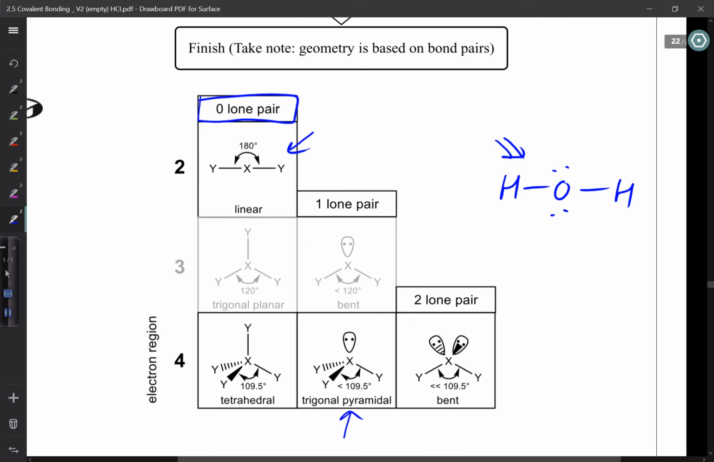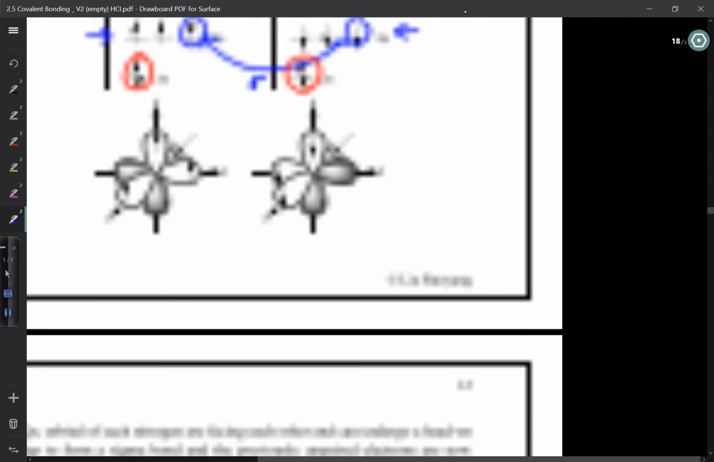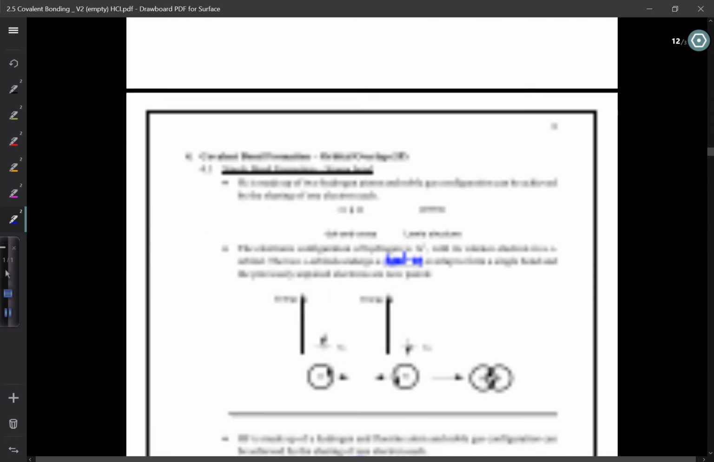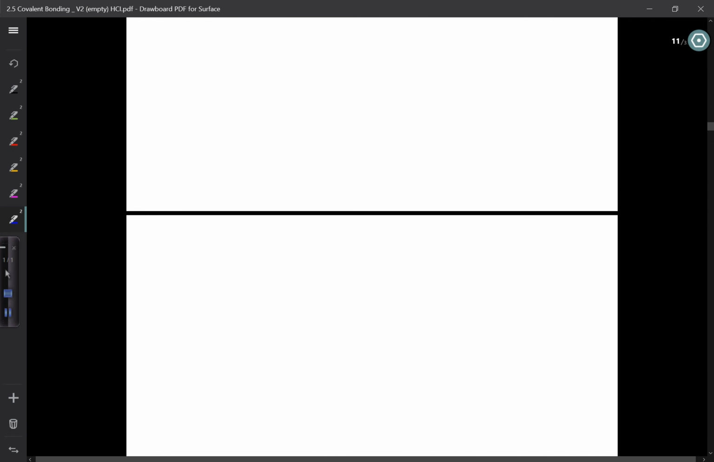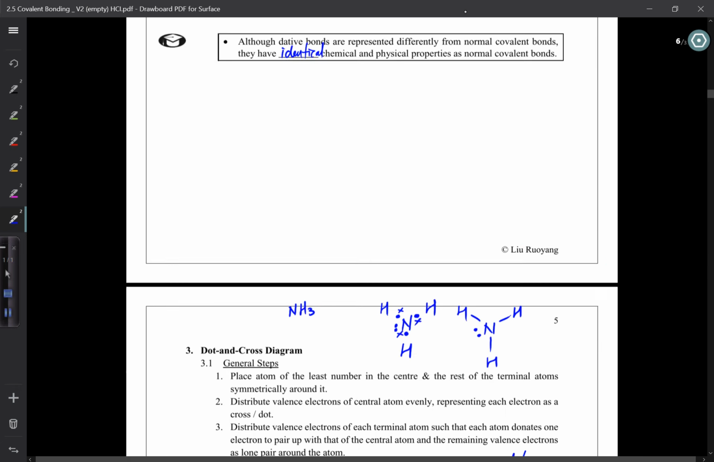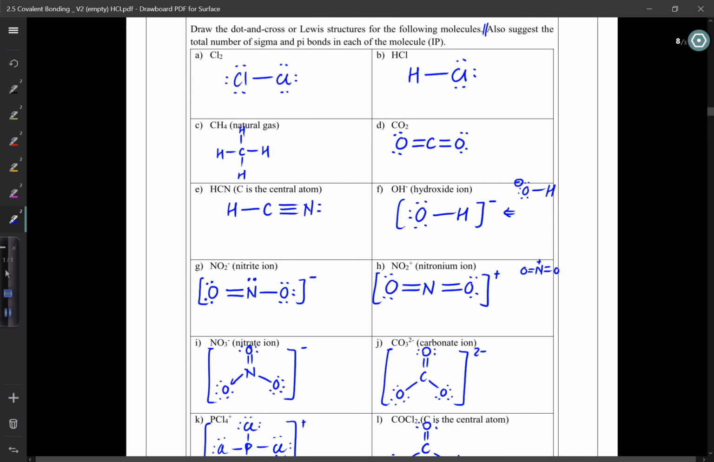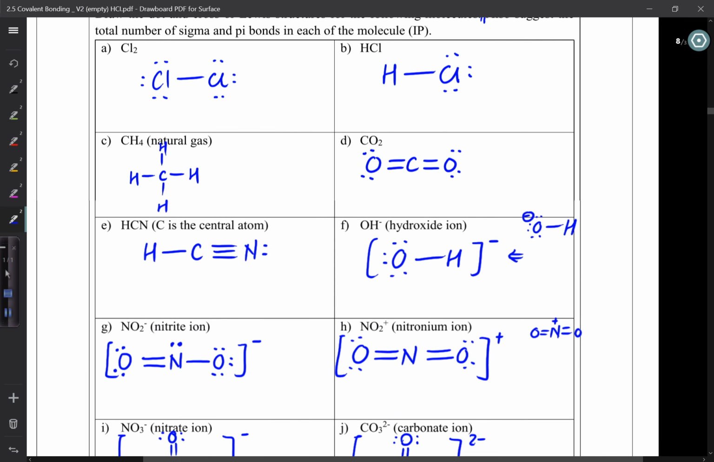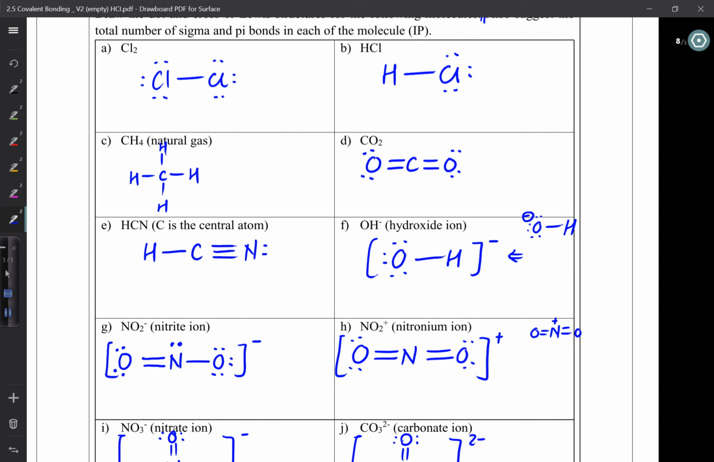So let's try practicing. Alright? So you flip to the previous part, where I asked you to draw the structure. What page is it on? Sorry, this page. Alright. Can you predict the shape of the molecules? What's the shape of Cl2?